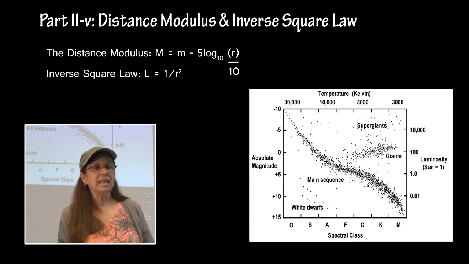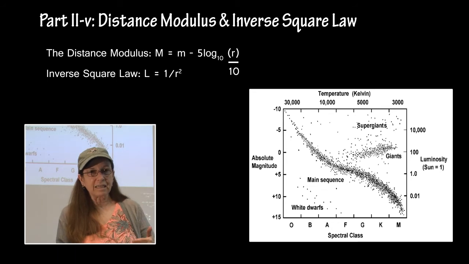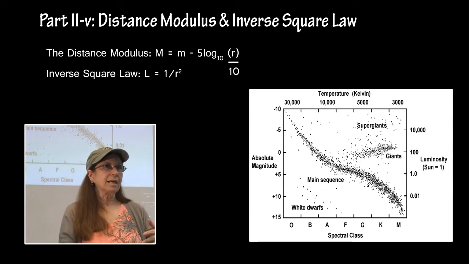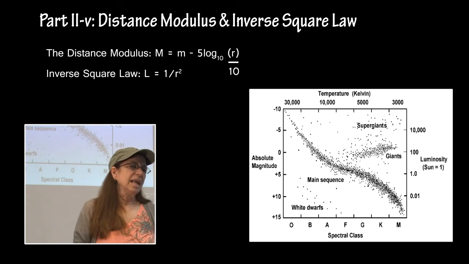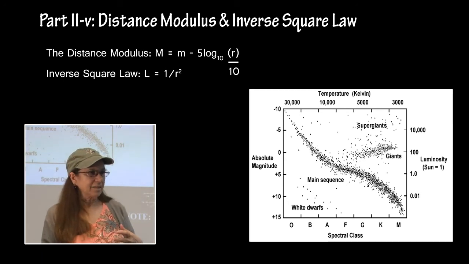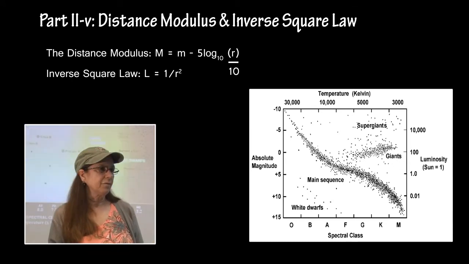The inverse square law simply says if you move a source twice as far away, then it's going to cover 4 times the area, and so it's only 1/4 of the intensity of the brightness of the star. If you move it 3 times out, it's going to cover 9 times the area, so it's 1/9 of the intensity the brightness is, so that's luminosity equals 1 over R squared.